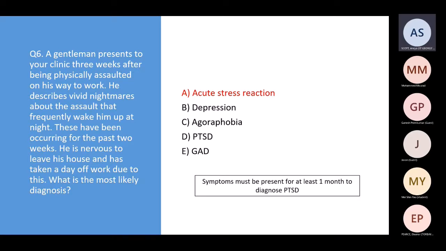So he actually hasn't been having these symptoms for very long, which is why it's more of an acute stress reaction. For it to be PTSD, it needs to have been going on for at least 4 weeks. Whereas he has had a really traumatic episode and it's just been 2 weeks of him feeling acutely stressed. Agoraphobia is more like a fear of going outdoors, whereas this scenario is more focused on this one traumatic event, which is why it's the acute stress reaction.